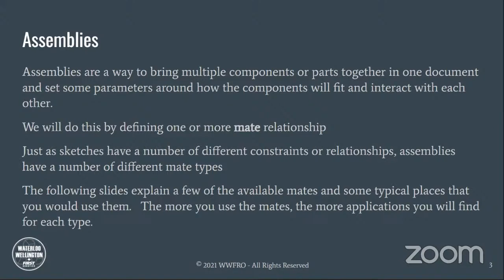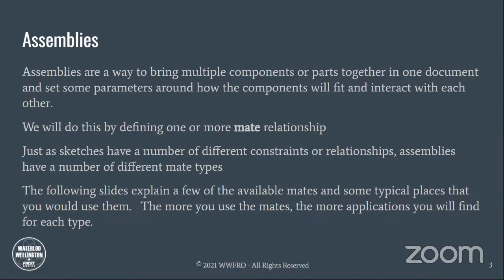So anyway, let's start with what are assemblies. Assemblies are a way to bring multiple components or parts together in one document. And then we can take those individual parts and define some parameters around how they will fit and interact with each other. And the way we do that is defining one or more mate relationships. We're going to usually need more than one, but we'll get into that.